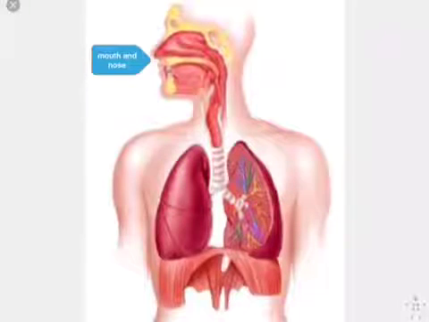First, we need to be able to get air into our bodies. Air comes in through our mouth and nose when we inhale. If we were a salamander, we could just absorb it through our skins, but we're not. So we need to breathe that gas in.